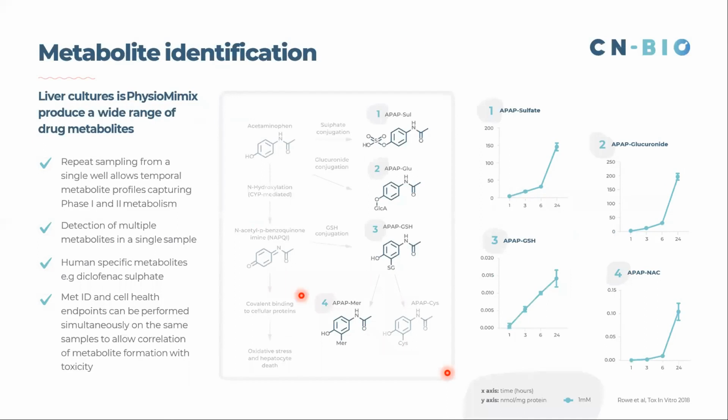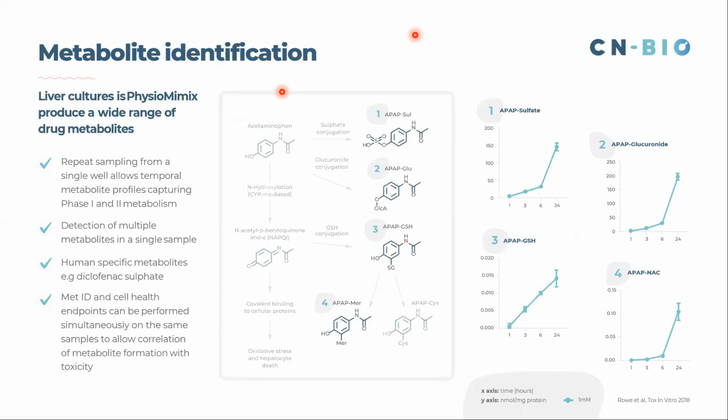We can also use our system to look at metabolite identification, and our system has a particular advantage that it has a relatively large volume in each individual well. So what we can do is repeat sample from individual wells across time, and then in combination with sensitive LC-MS analysis, we can then detect for the presence of multiple metabolites from every single well.